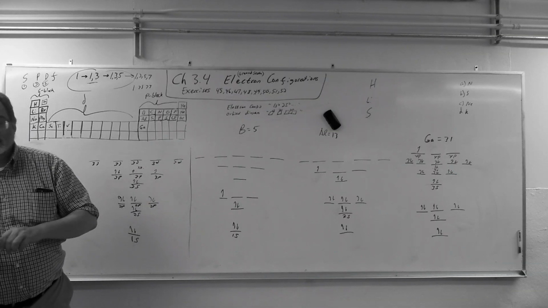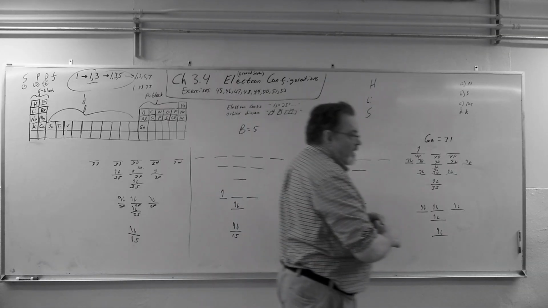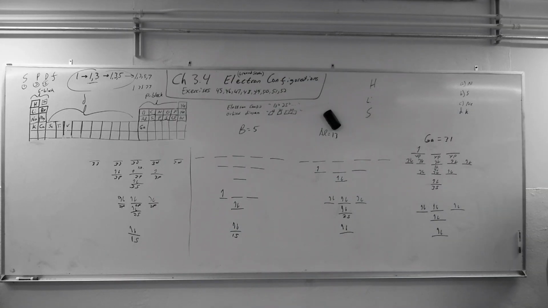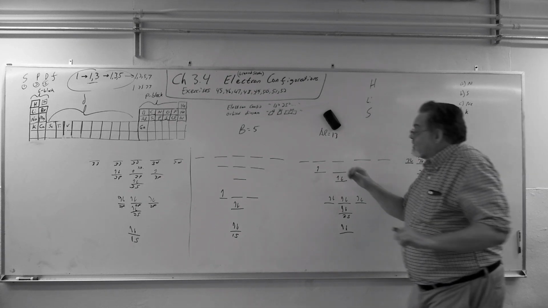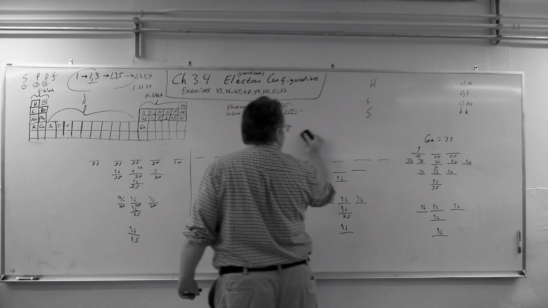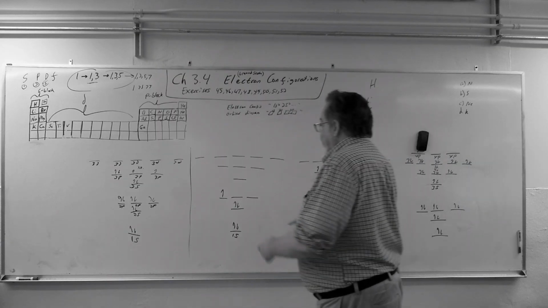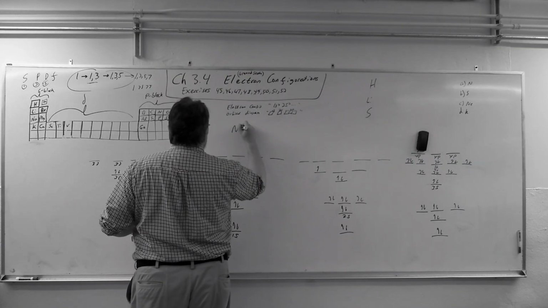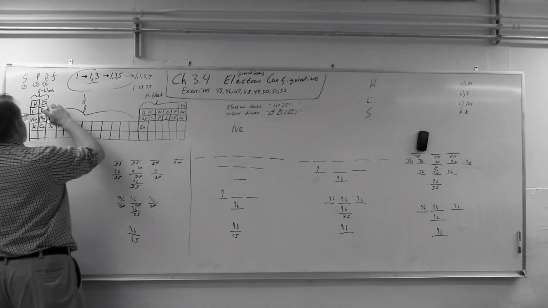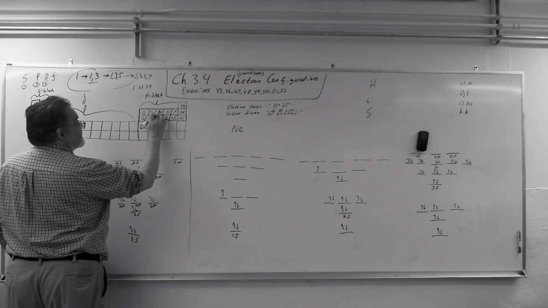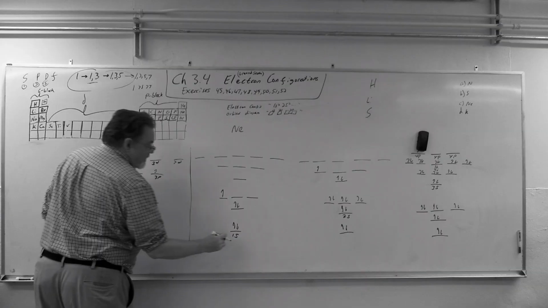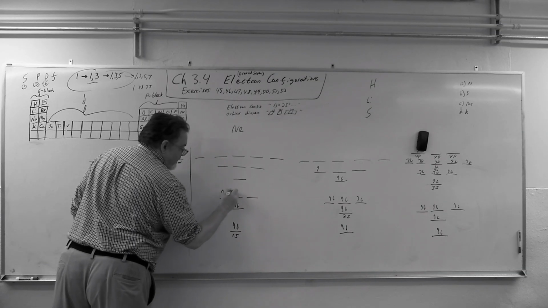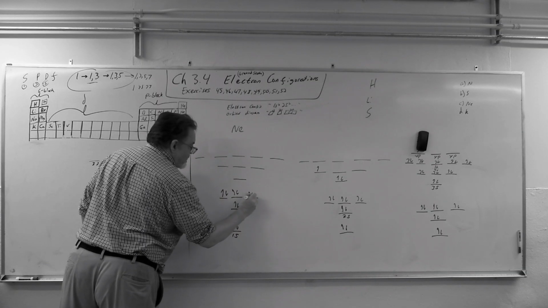You with me? I don't think I need to do more of these. But let's just do sulfur, neon. I'll leave those there. Neon. So it's 1, 2, 3, 4, 5, 6, 7, 8, 9, 10 for neon.